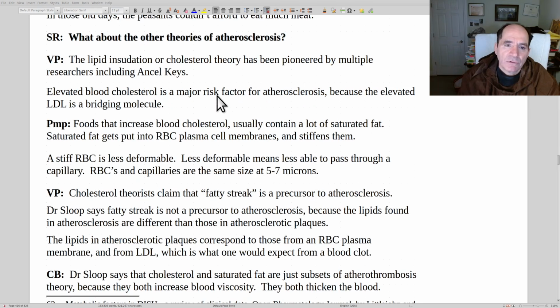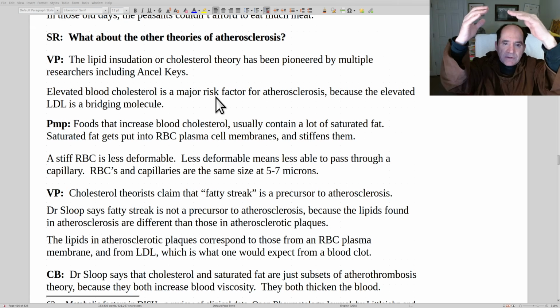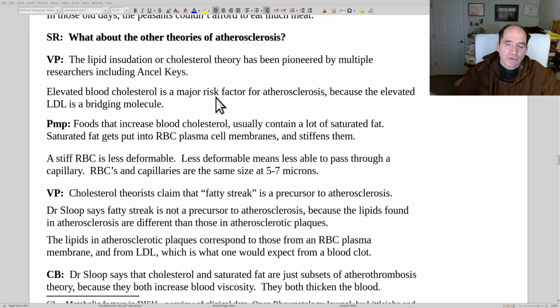What are some other atherosclerosis theories? Okay, there's the cholesterol theory, or lipid insudation theory, and that was also pioneered by Ancel Keys. Elevated blood cholesterol is the major risk factor for atherosclerosis, just because so many people have high blood cholesterol. And LDL is a bridging molecule. The main foods that will increase it are saturated fat, which mostly means animal fat. You get chylomicrons sticking red blood cells together, LDL cholesterol sticking red blood cells together. Cholesterol also stiffens plasma membranes, and some think that it increases stiffening of red blood cell plasma membranes.